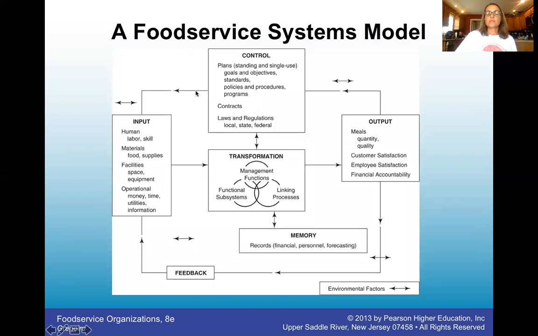All right, this is a food systems model, and this slide just shows you how, when we look at all the input, the output, the transformation, memory, what does that all exactly look like, and what is in each of those? And so in the input, you see human resources. It also includes food supply, materials, time, money, utilities, space, equipment.